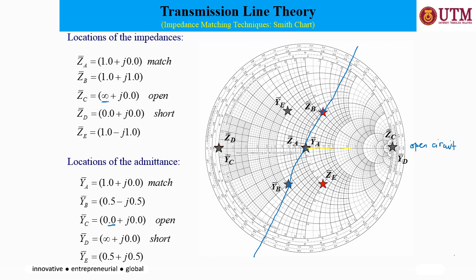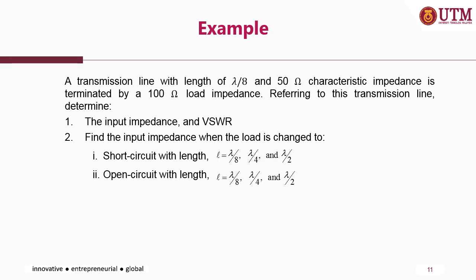Okay, let's look at an example. Before that, please make sure you have your Smith chart in hand with the protractor, compass, ruler, etc. Given a transmission line with length of lambda over 8, so L is lambda over 8, and 50 ohm characteristic impedance, so Z0, terminated by a 100 ohm load impedance, so ZL. Referring to this transmission line, determine the following.